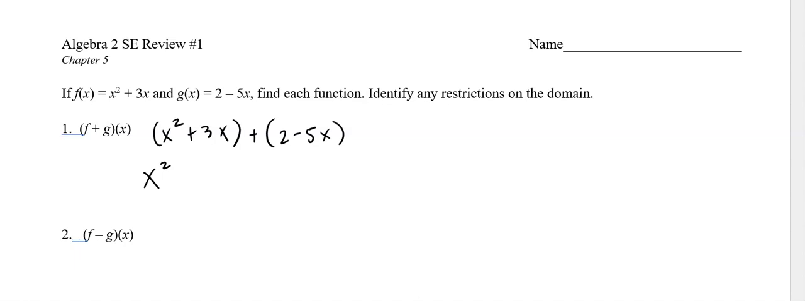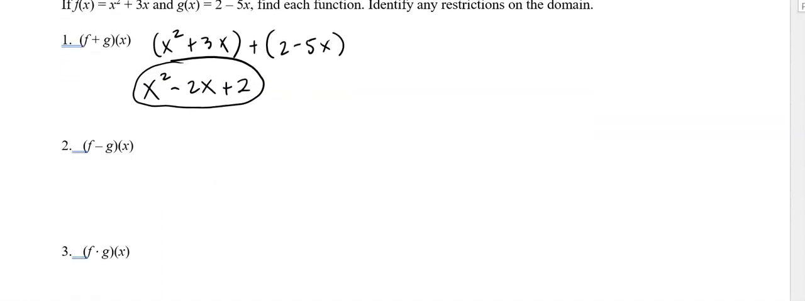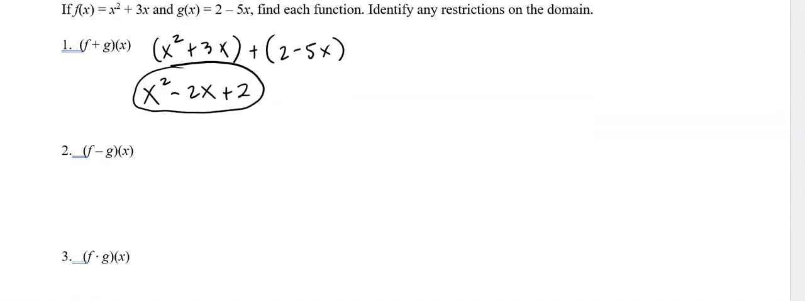So if I put 3x minus 5x together, that's negative 2x. And then I've got a constant plus 2. So there is the sum of those two functions, f and g. And number 2 is the difference.